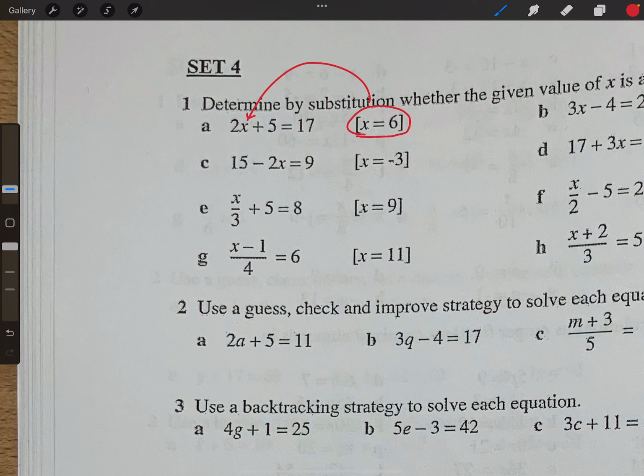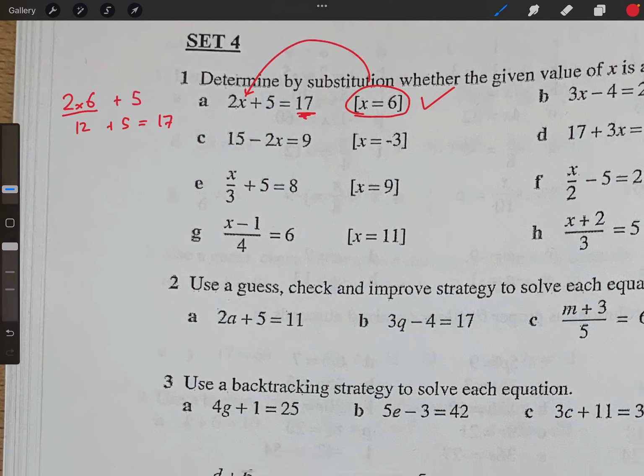So if x equals 6, that means 2 times 6, because 2x means 2 times x, plus 5. So 2 times 6 is 12. 12 plus 5 is equal to 17. And it says here it is equal to 17, so that means x equals 6 is correct.